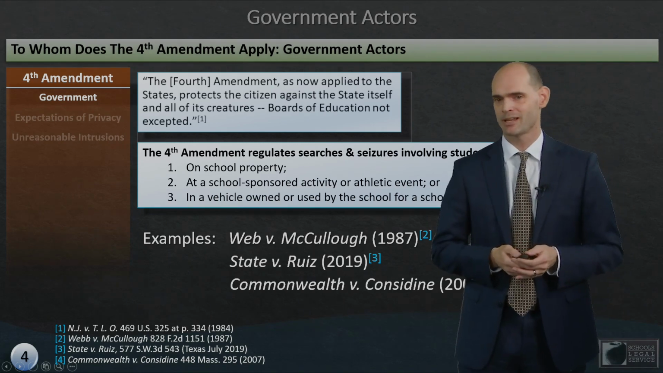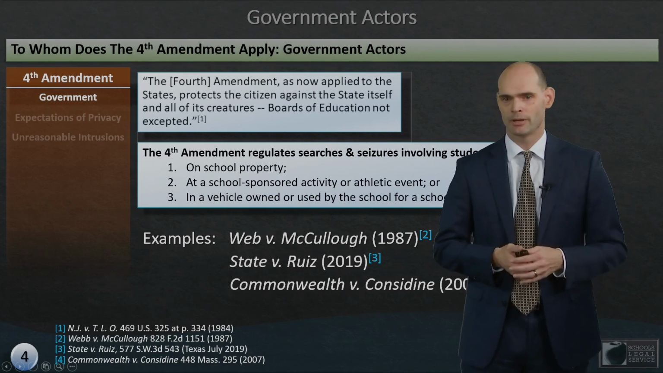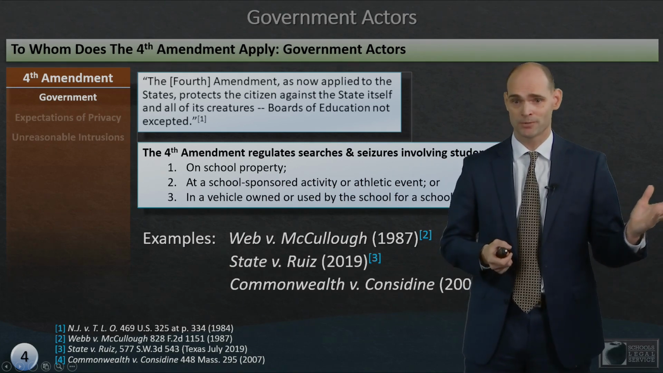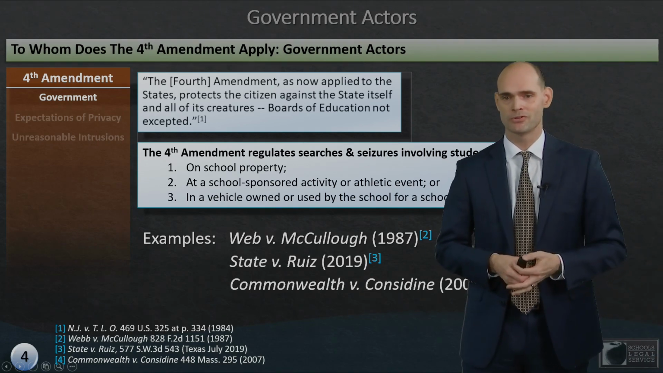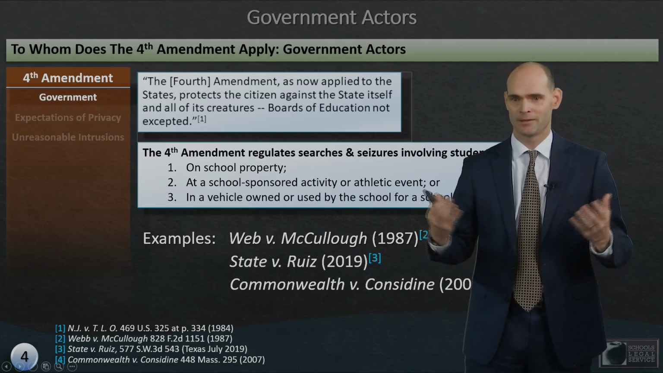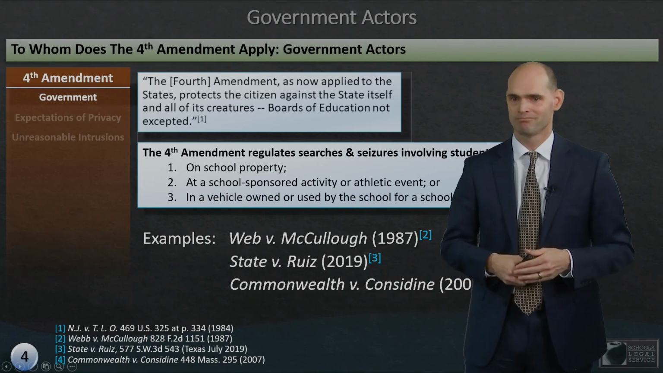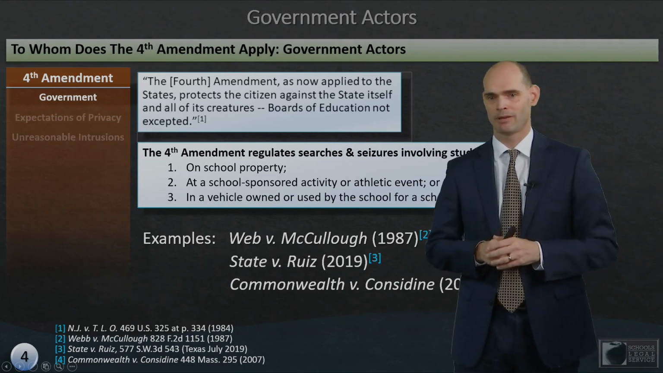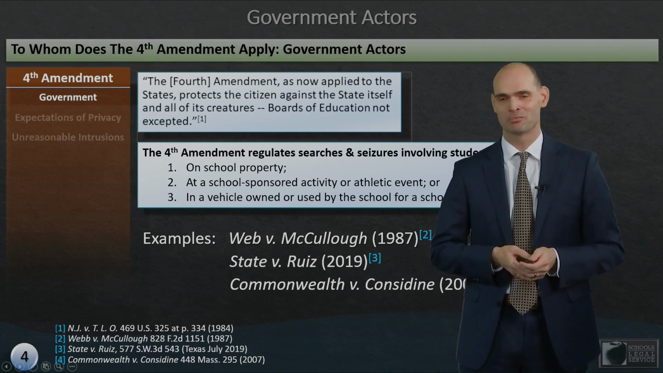Ruiz and Considine are both private school cases. Ruiz is a search of a substitute teacher who is using a cell phone to take pictures underneath the skirts of his students, and the principal seizes the phone, looks at it, calls the police. Mr. Ruiz tries to claim a hearing: no, you've got to suppress that, my Fourth Amendment rights were violated. And the court said, nah, not really, you're a private school.